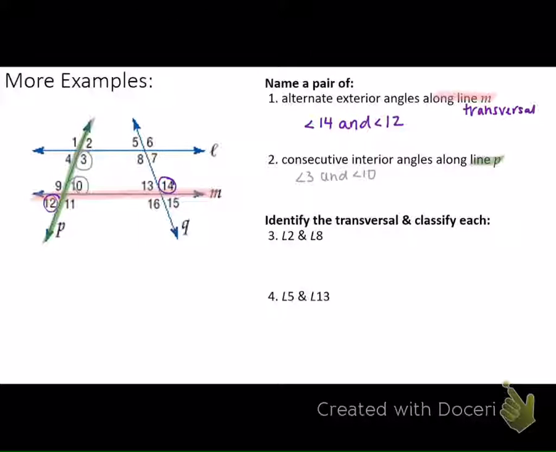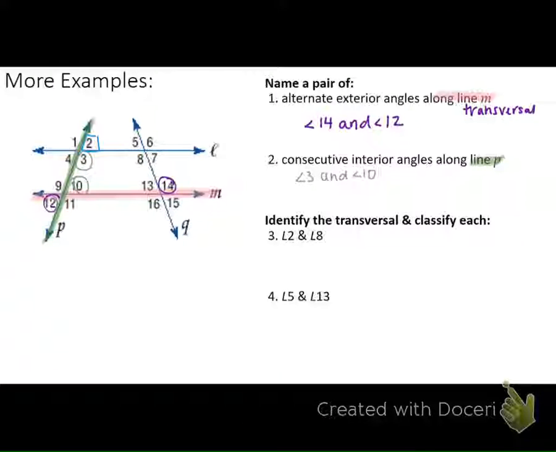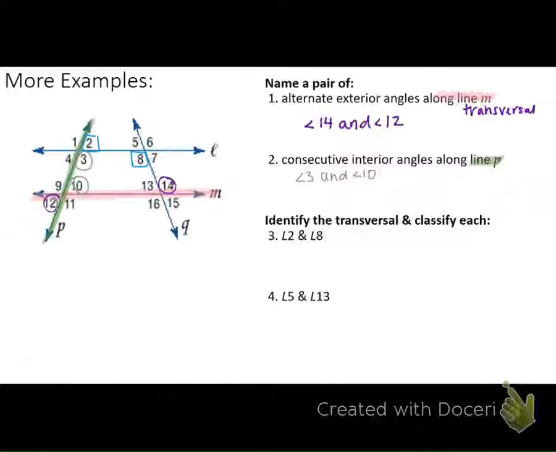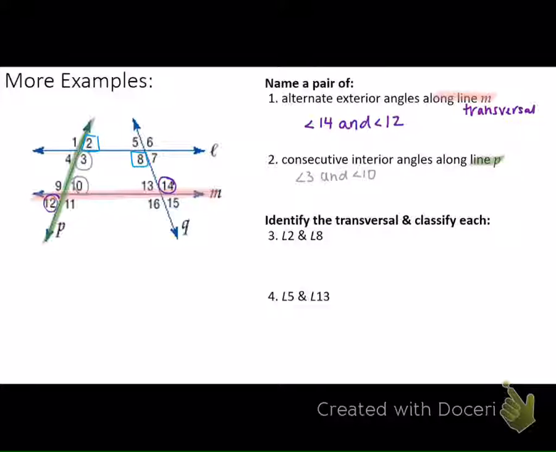Morgan, what is the transversal to use for 2 and 8? What is the transversal for 2 and 8? What'd you say? Perfect. They're both touching L. So that means that the transversal is L. What kind of angles are those, Morgan? What are 2 and 8? Alternate interior. Good.